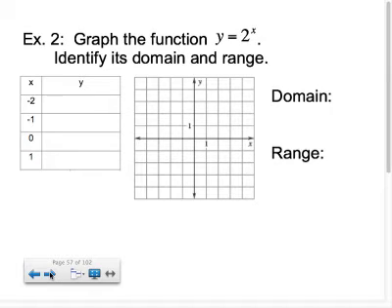Now we're going to take a look at what this looks like. It says graph the function y equals 2 to the x, and identify its domain and its range. We have our x values here, -2, -1, 0, 1. I'm going to add one more down here. We'll actually add 2 as well.